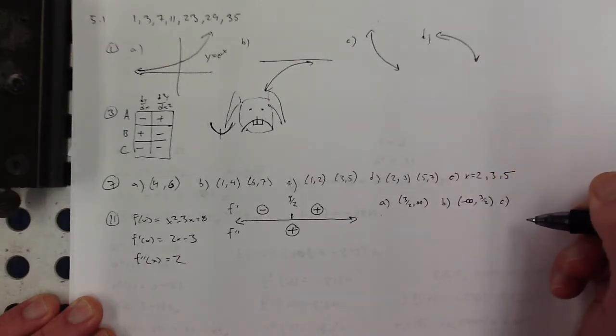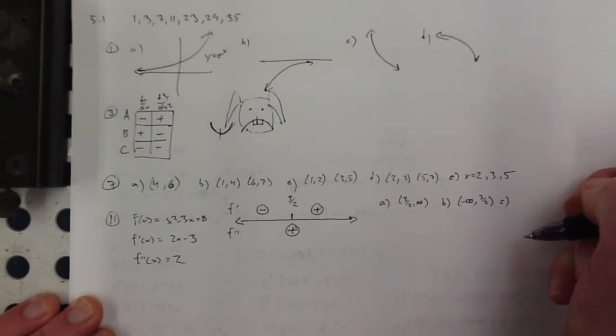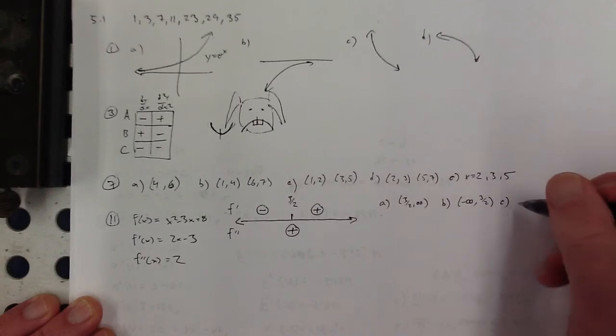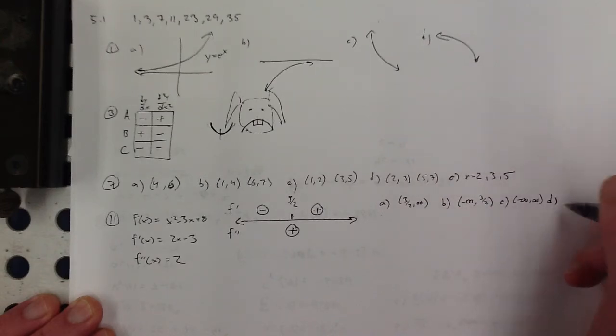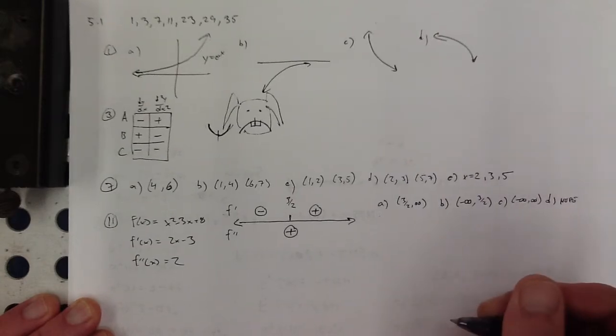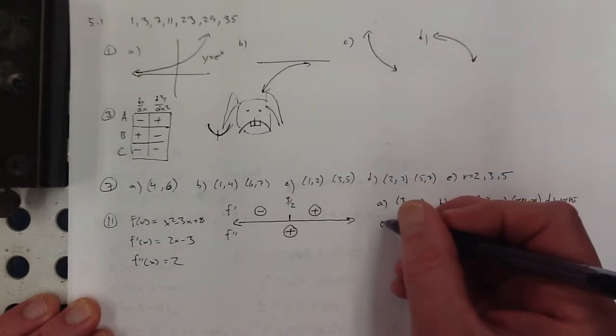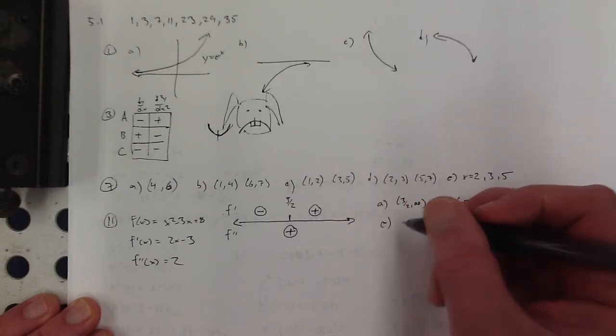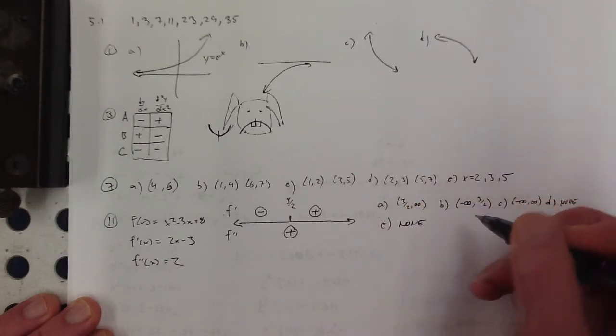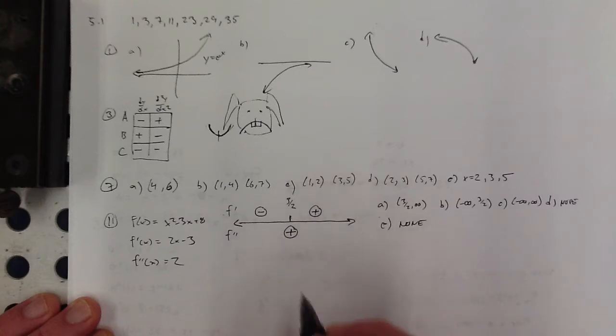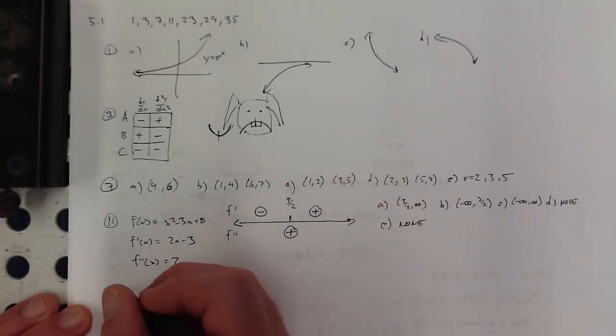Where is it concave up? Is that what I want first? Yeah. Where is it concave up? Everywhere. Where is it concave down? Nope. Nowhere. Where are the inflection points? There are none. An inflection point is where the sign of the second derivative changes, and that's not happening.